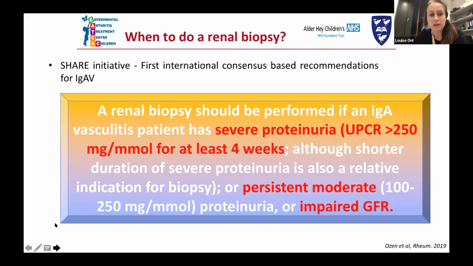And at the moment, these aren't in clinical practice, but it may be that this is the first step towards us beginning to achieve an international agreement on when we should biopsy patients with renal inflammation in this disease.